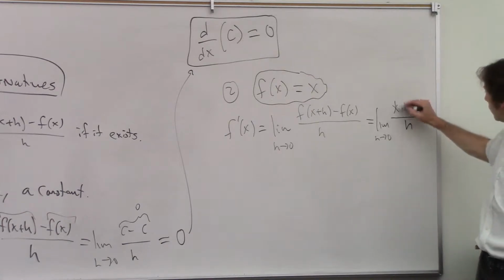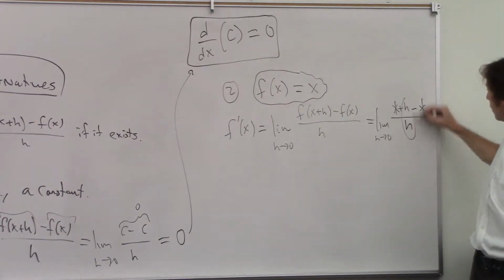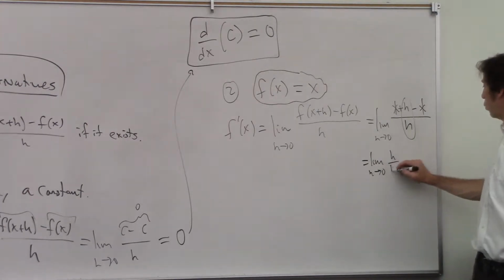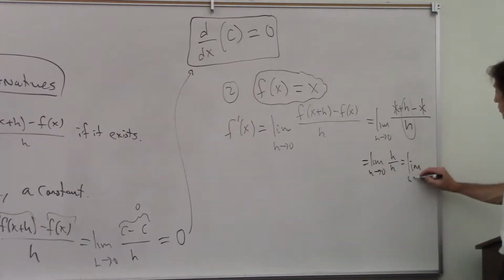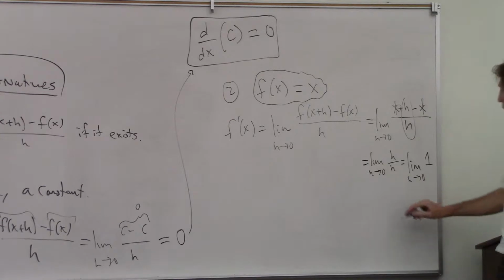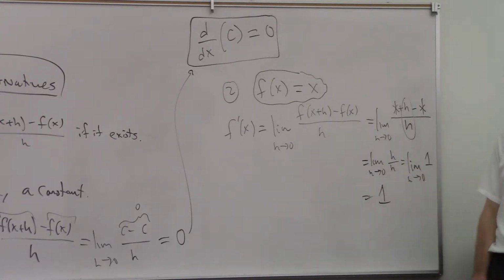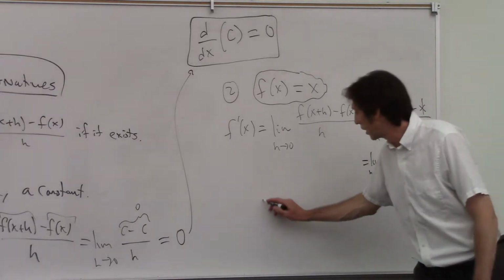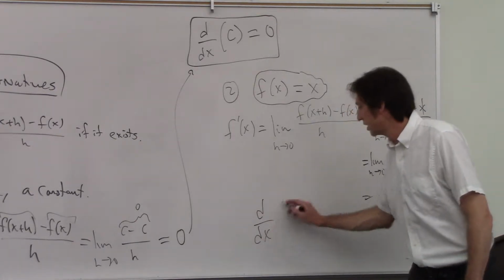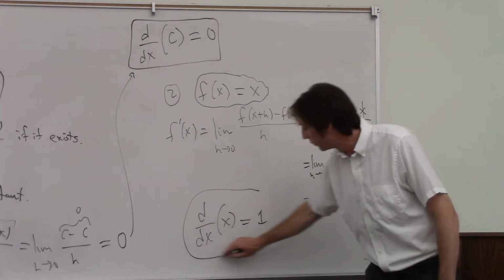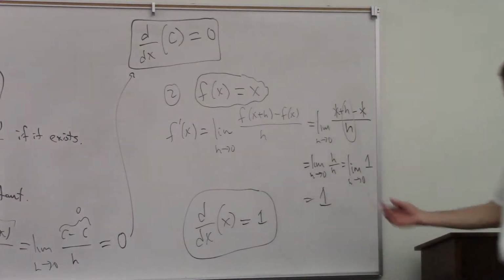What happens? The x's cancel, and then you're left with h over h. H over h, of course, is 1, and so I get the limit as h goes to 0 of 1, and I know that the limit of a constant is equal to the constant. So my answer is 1. In Leibniz notation, d dx of x is equal to 1. That's a useful formula to remember.